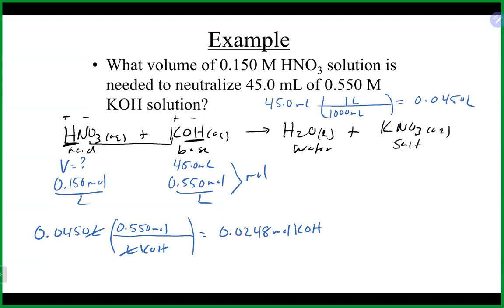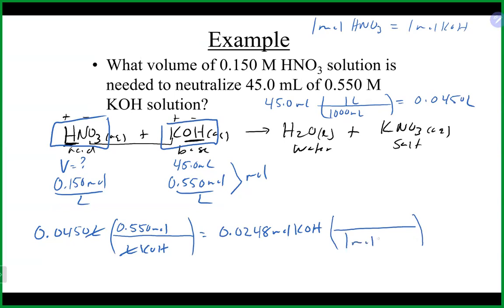Once again, here we're not interested in KOH, we're interested in nitric acid. So we need to go from KOH to nitric acid, which in this case, again, is a 1-to-1 relationship. So 1 mole of nitric acid will give us 1 mole of KOH. So that is the next thing that we'd want to do here. 1 mole of KOH gives us 1 mole of nitric acid. Moles of KOH will cancel, going to give us 0.0248 moles of nitric acid.